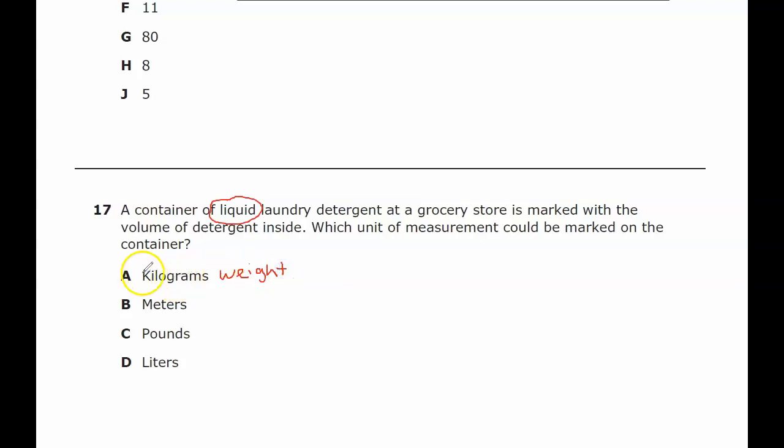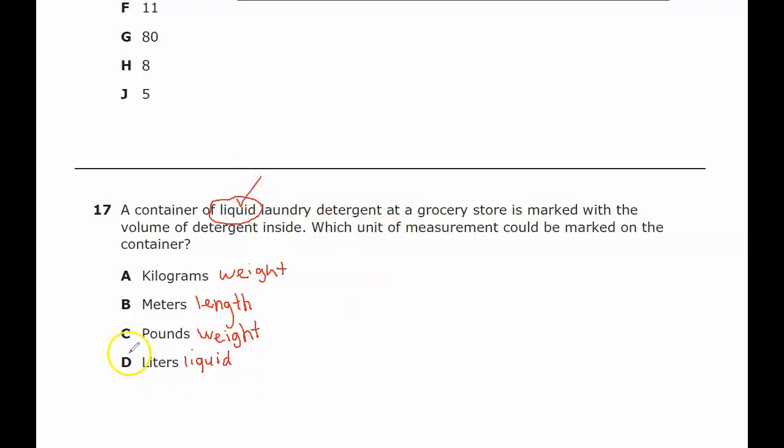Weight is like, you would measure kilograms by how much somebody weighs. Okay, meters measures length. So like he walked 5 meters. So meters is kind of like feet or inches. Okay, pounds. Think about us as humans, we measure pounds with weight. Okay, liters measures liquid. So that is the only one that would measure laundry detergent, since laundry detergent is a liquid.